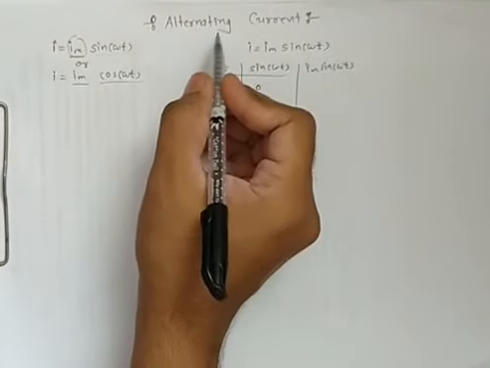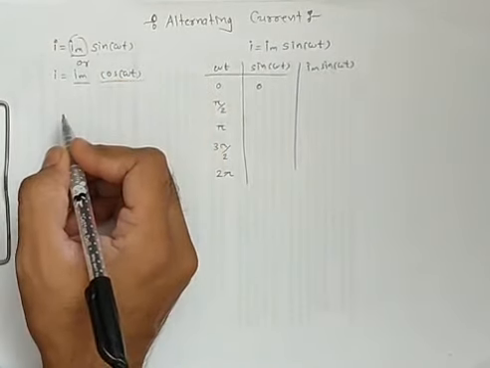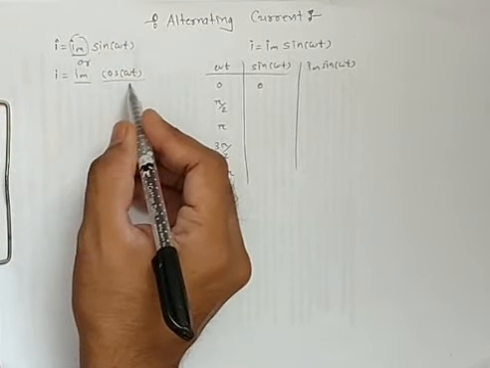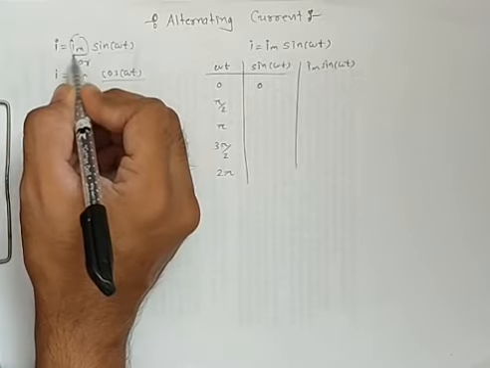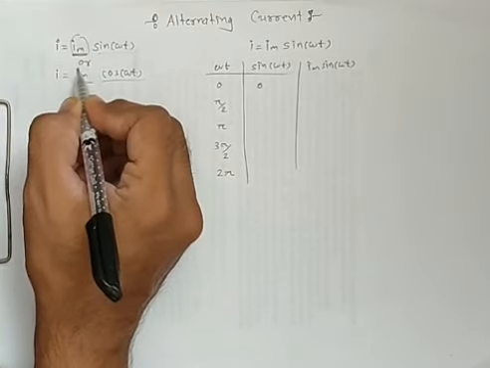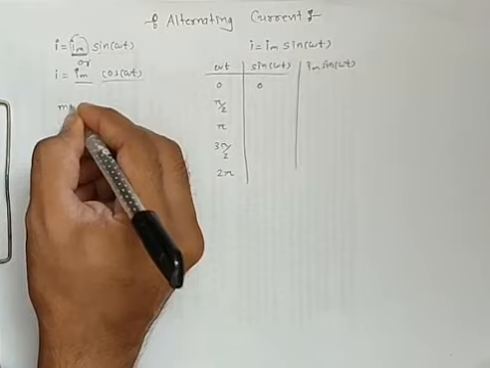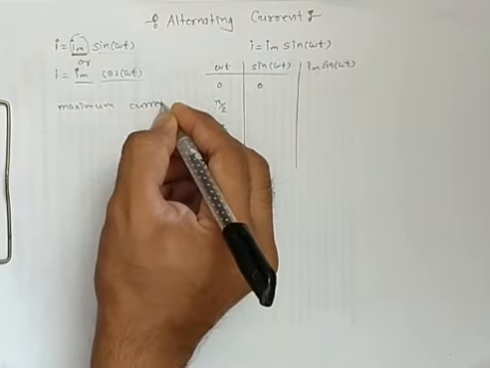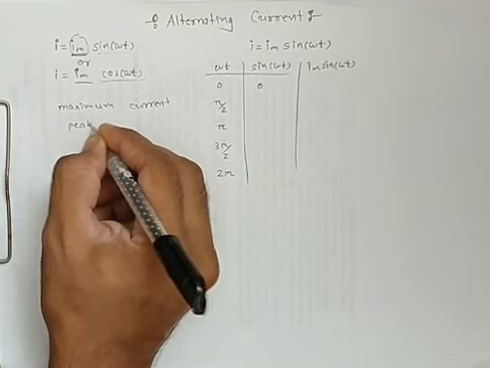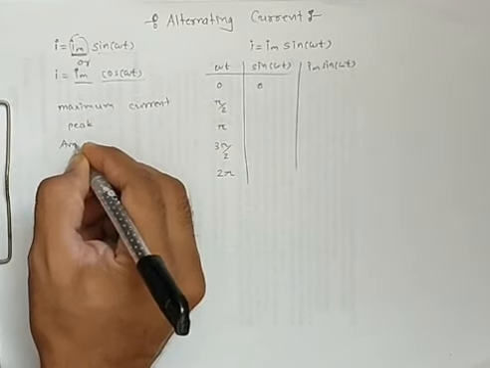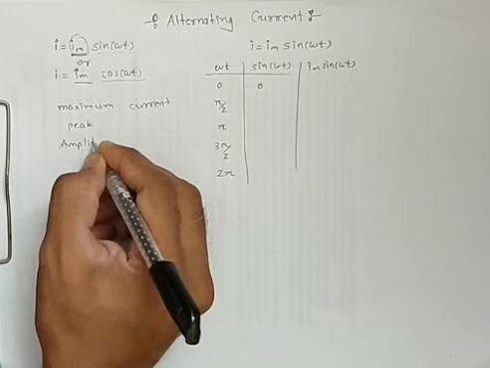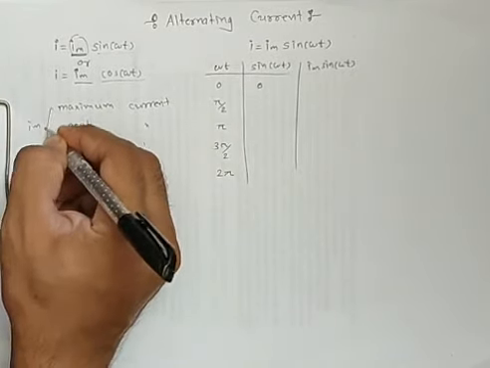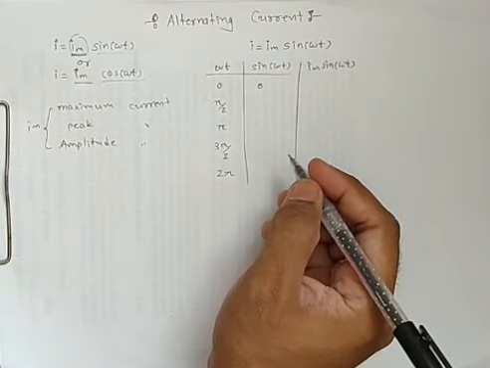Alternating current means the current which is varying with respect to time. So it may be represented in terms of sine or cos. The values present with this sine or cos, that is its maximum value, or you can say its peak value, maximum current, or peak current, or the amplitude of current. So this Im is equal to maximum current or peak current or amplitude of current.